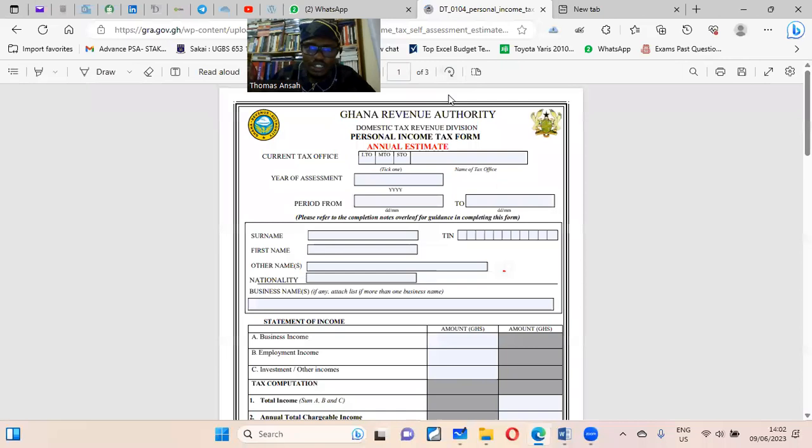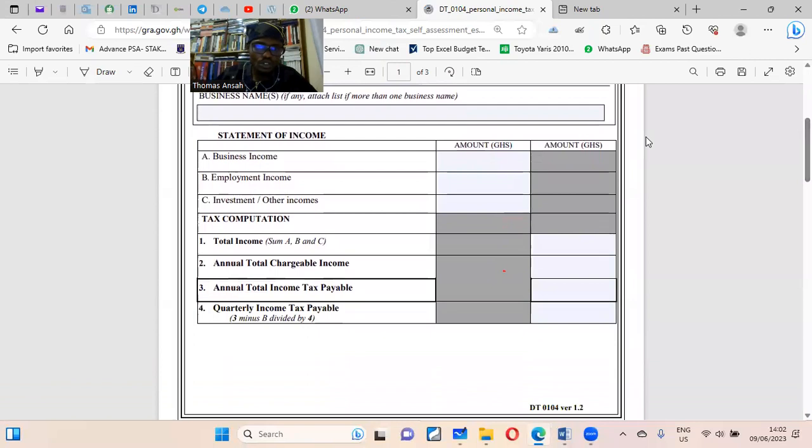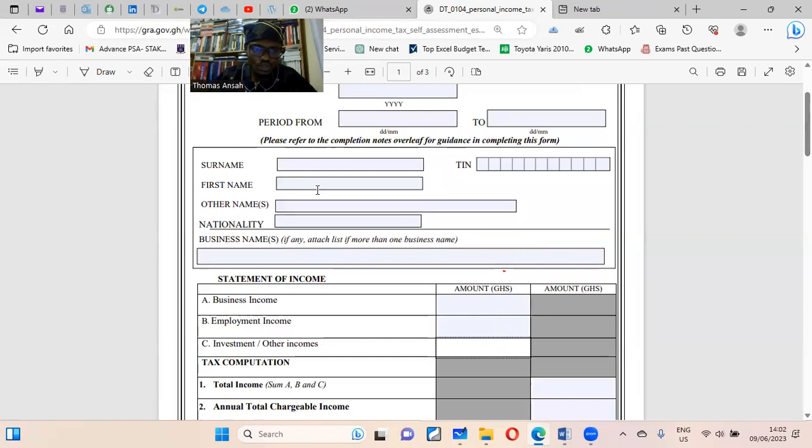Let it finish loading. All right, so you see here, the same thing. So don't say you don't know the features of everything. So income from business, income from investment, other income, you put them here. All right, so you put every information here.